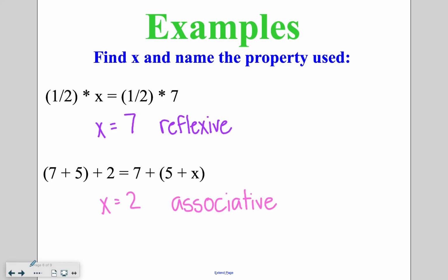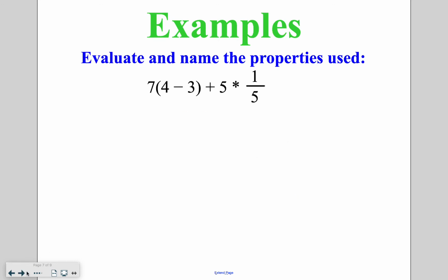The first one, we have a value of 7. It's the reflexive property because it is the same numbers in the same order on both sides of the equal sign. Next one, we have the value is 2, and that is our associative property. Same numbers in same order, but we changed the grouping symbols. We changed those parentheses.